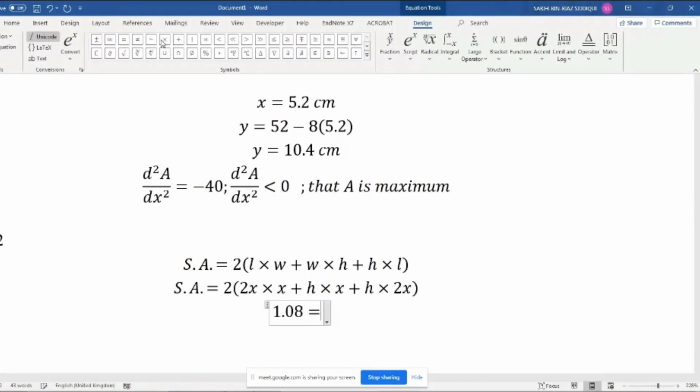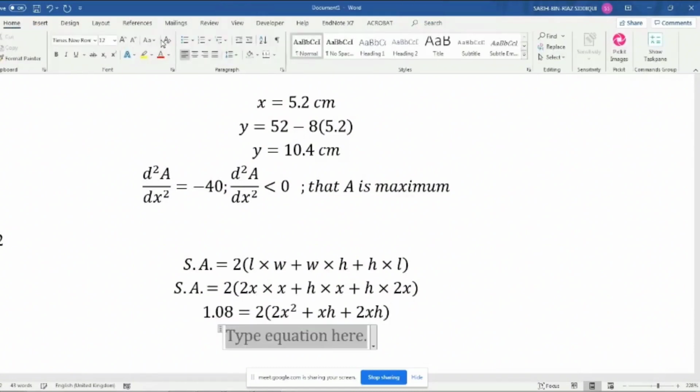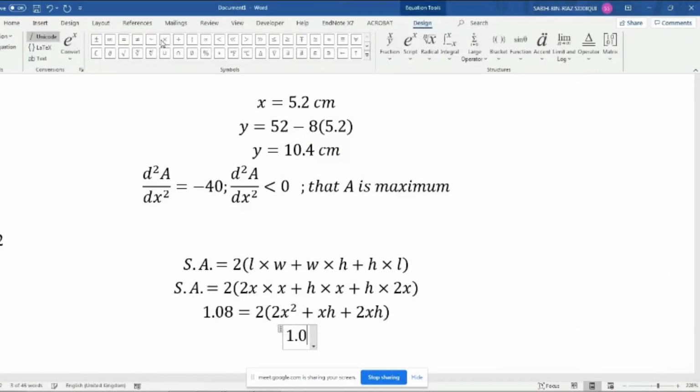So this whole thing times 2 will be equal to 2x square plus xh plus 2xh. So I can add xh and 2xh as well. So 1.08 will be equal to 2 bracket 2x square plus 3xh. And then when I multiply them, what do I get? 1.08 is equals to 4x square plus 6xh.